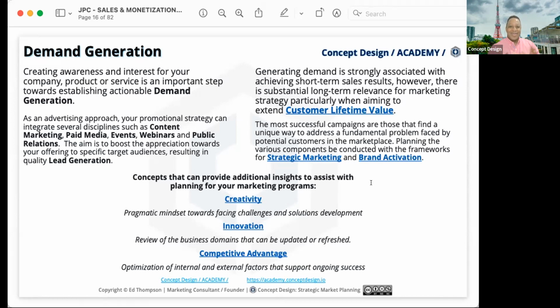And so other things that can help with demand generation: content marketing, paid media, events, webinars, public relations. The Japan product camp is actually an answer to demand generation for product managers. These are movements which can gain momentum and wind up carrying interest. That is very important because the ability to carry interest long-term can directly contribute to long-term customer lifetime value. It can help extend it. And so concepts that can provide additional insight with your marketing programs are creativity, innovation, and competitive advantage.